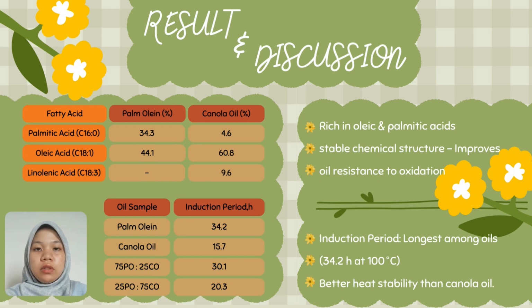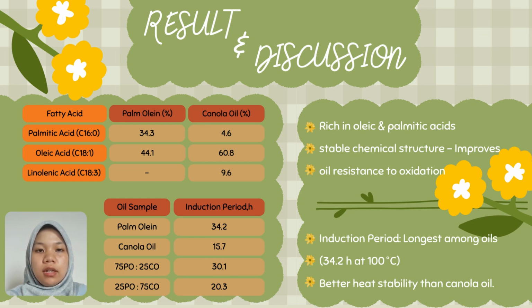Palm olein contains about 34.3% palmitic acid, which is a saturated fat. It is very stable under heat because its chemical structure has no double bond, making it less likely to break down during frying. It also contains around 44.1% oleic acid, which is a monounsaturated fat. Oleic acid is more stable than polyunsaturated fat and helps improve the oil's resistance to oxidation.